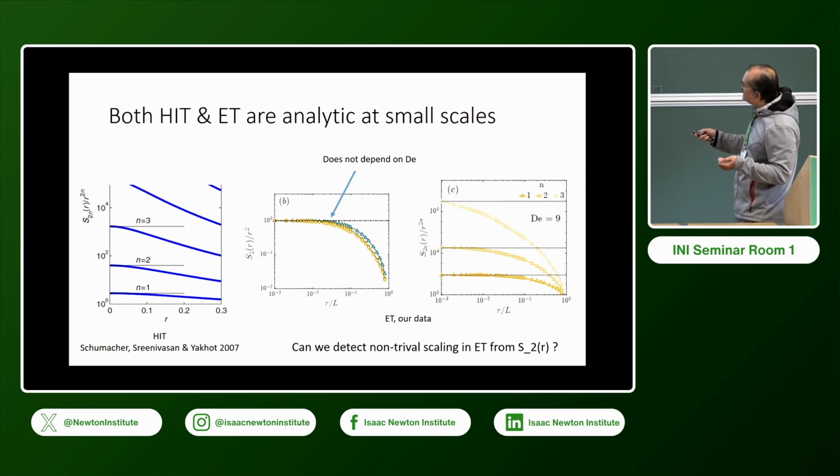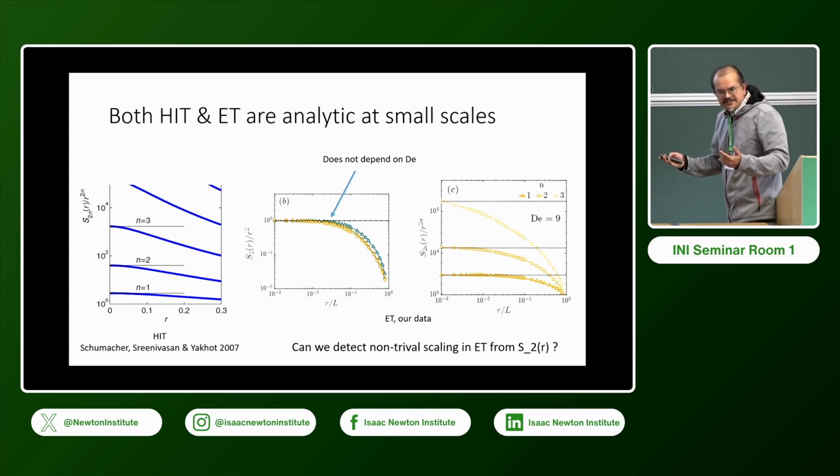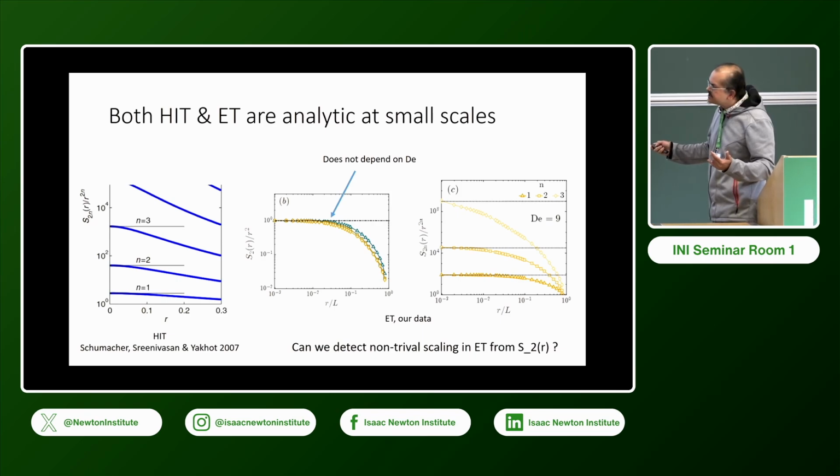Where they depart, which is not in this plot, depends on what your Reynolds number is. If your Reynolds number is small, then they will keep this straight line for a long distance. If it is not, then it will be cut off at a small distance.